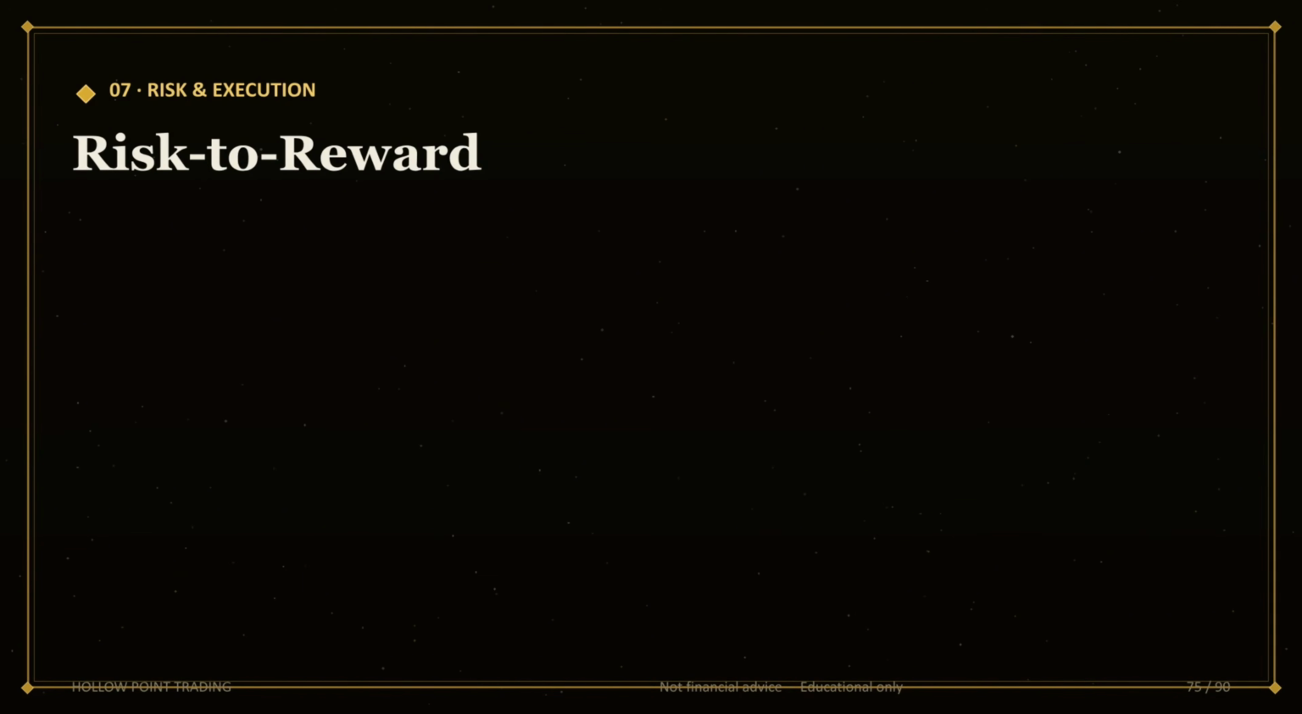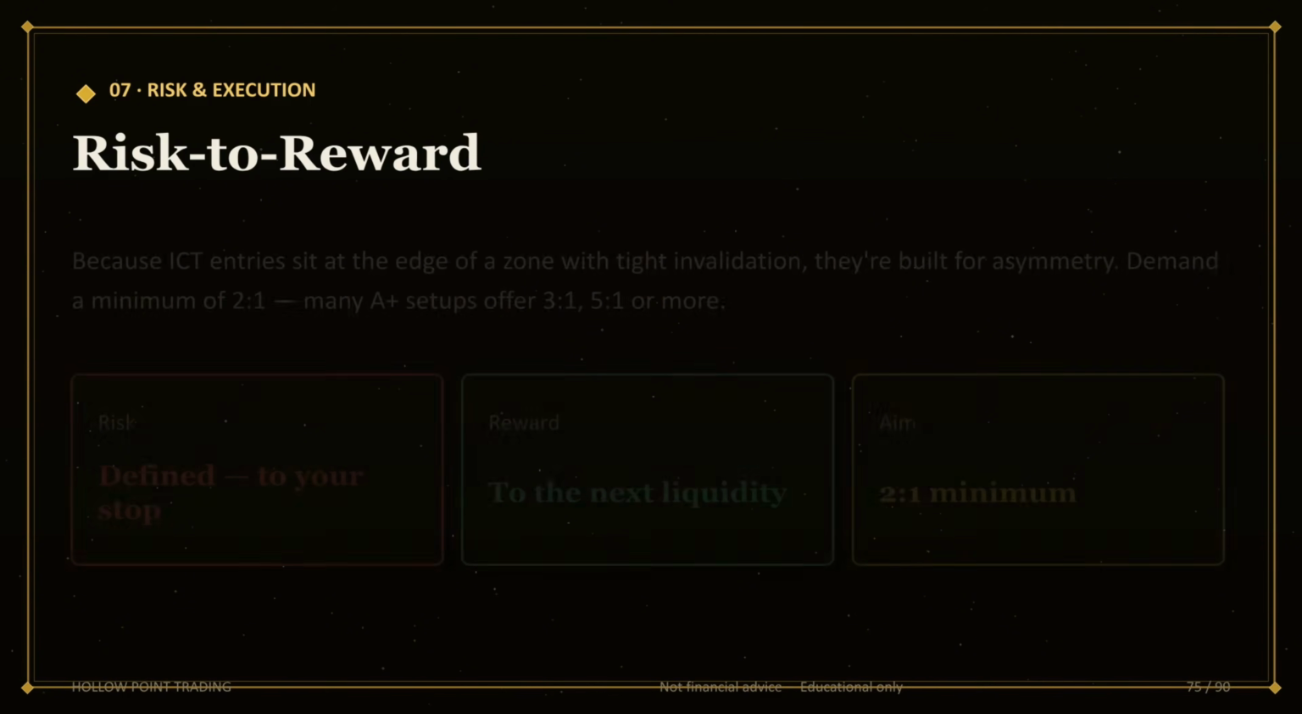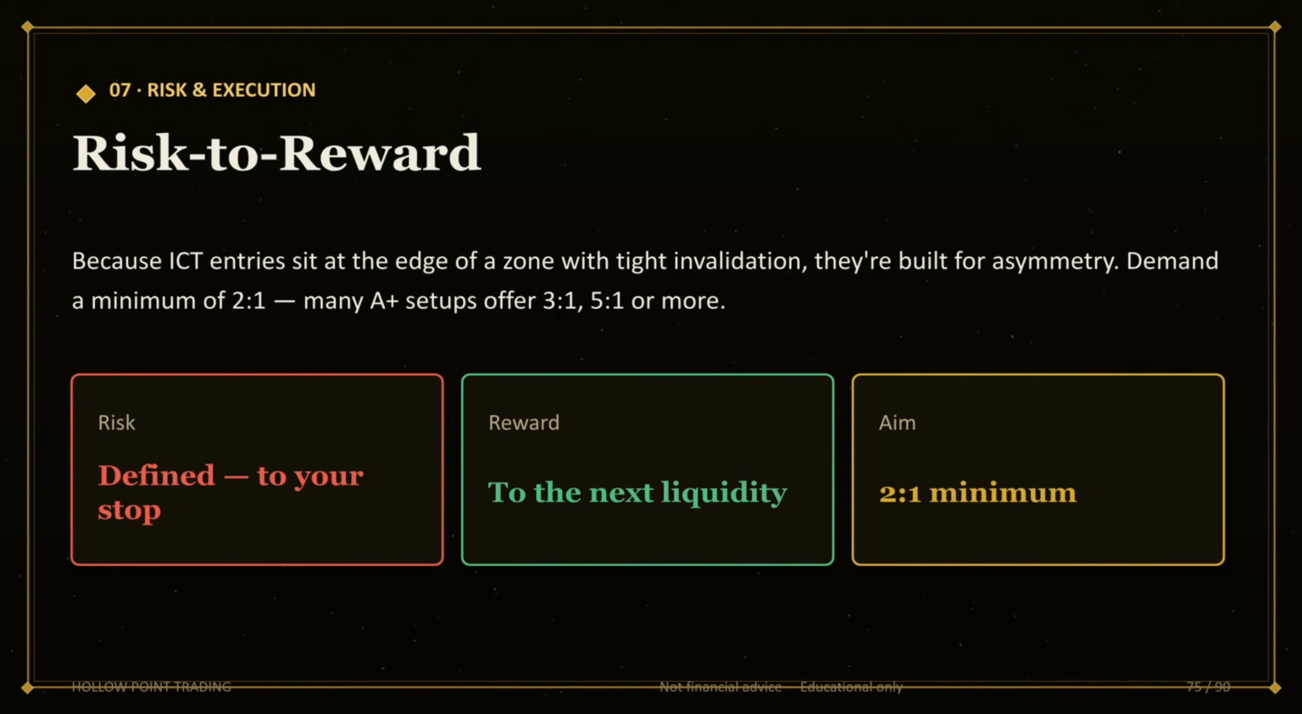Welcome to the module on risk and execution. Because ICT entries are typically placed at the edge of a zone with tight invalidation, they are built for asymmetry. You should demand a minimum of 2 to 1 on risk to reward, though many high-quality setups will offer 3 to 1, 5 to 1, or even better.